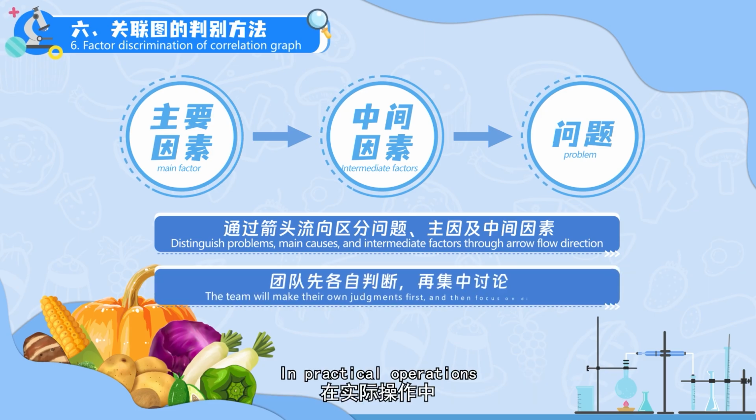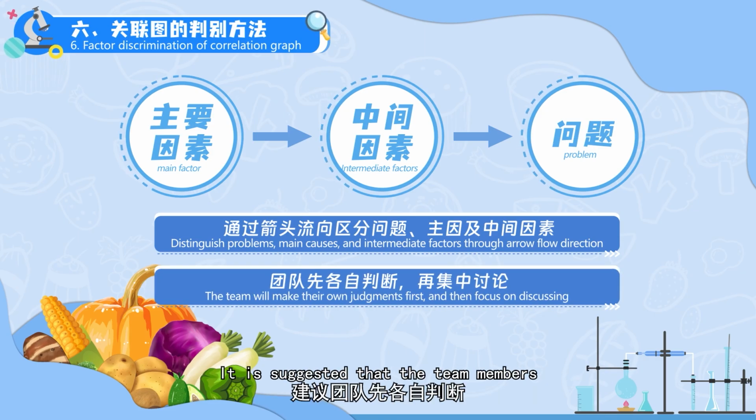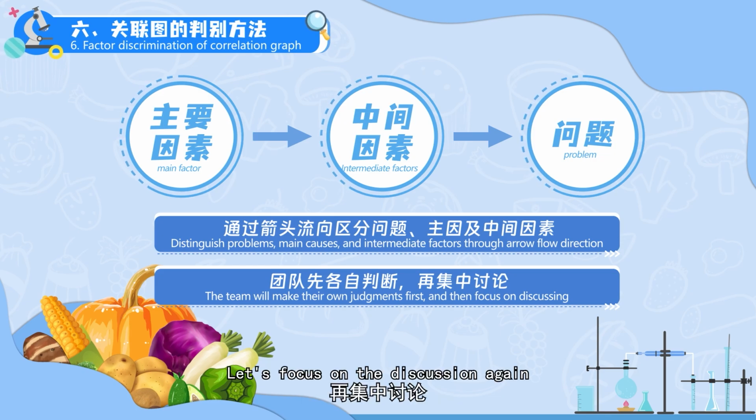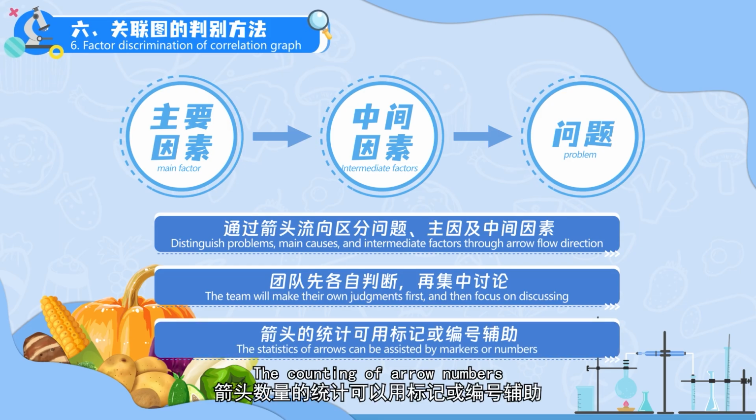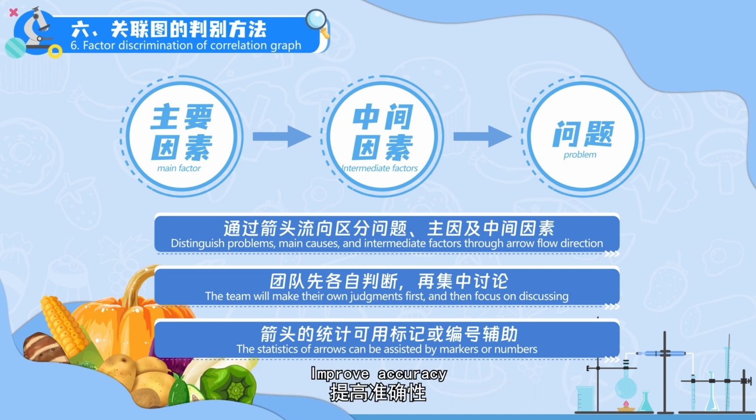In practical operations, it is suggested that team members make their own judgments first. Then focus on the discussion again. Avoid groupthink. Besides, the counting of arrow numbers can be assisted by using markers or numbers. Improve accuracy to make it more intuitive for everyone to understand.